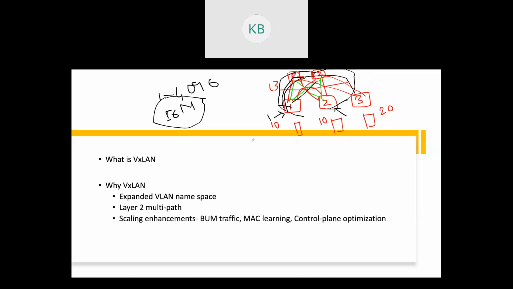Scaling enhancements for BUM traffic. BUM stands for broadcast, unknown unicast, and multicast. BUM traffic, MAC learning, and control plane optimization.